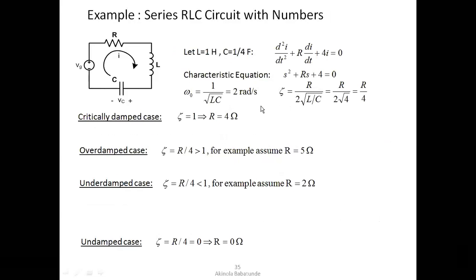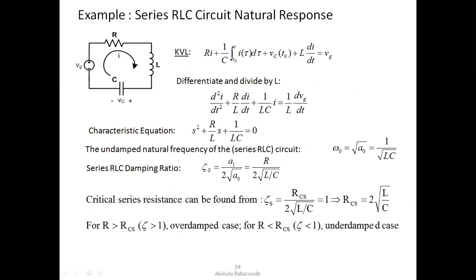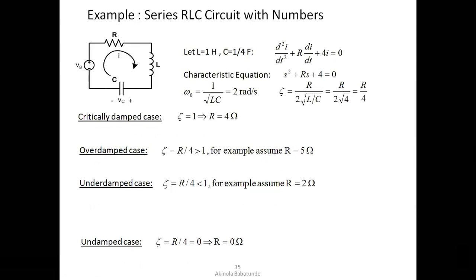If you put all of those here, our L is 1, so R over 1 is just going to remain R. Here we have 1 over LC multiplied by i. Our LC will be equal to 1 over 4, so 1 over LC gives us 4. So you have 4i here. You equate it to 0 because we're dealing with the natural response. So the characteristic equation here will be s squared plus Rs plus 4 equal to 0.